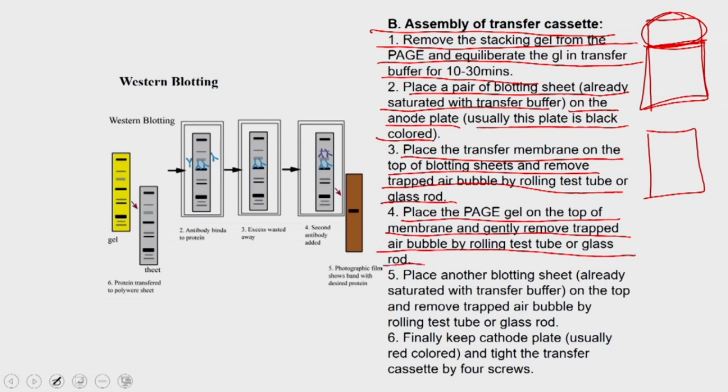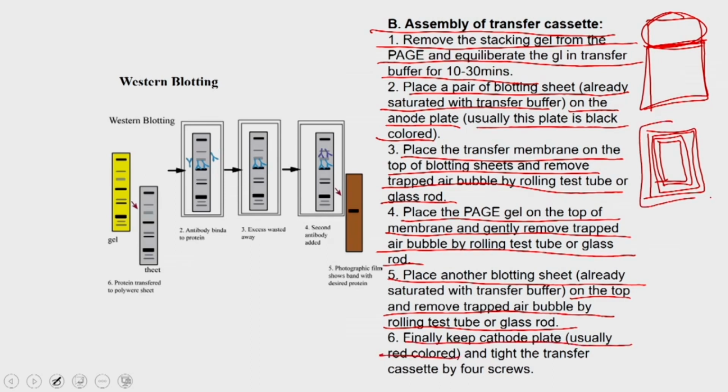So, on the top of these blotting sheets, first you put the membrane, then you remove the bubbles which are present in between, then you put your SDS page, then you put another sheet of blotting sheets and you remove the trapped air or trapped bubbles. Place another blotting sheet on the top and remove the air bubble by rolling test tube or the glass rod. Finally, keep the cathode plate, usually it is red color.